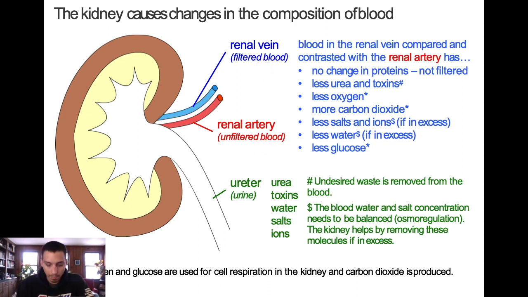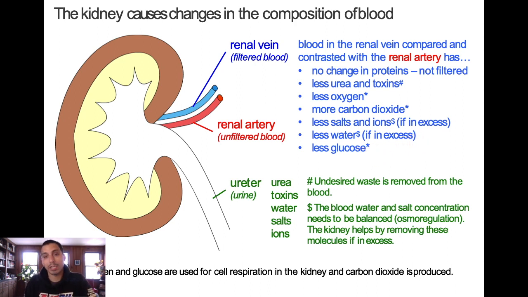So blood in the renal vein, when compared and contrasted with the renal artery, is going to have no change in proteins. Proteins are not filtered out in a healthy kidney. Blood in the renal vein is going to have less urea and toxins. It is going to have less oxygen. It is going to have more carbon dioxide. It is going to have fewer salts and ions. It's going to have less water, and it's going to have less glucose.